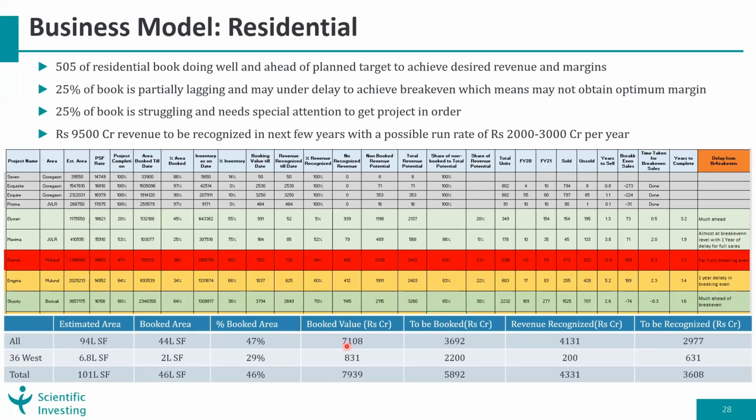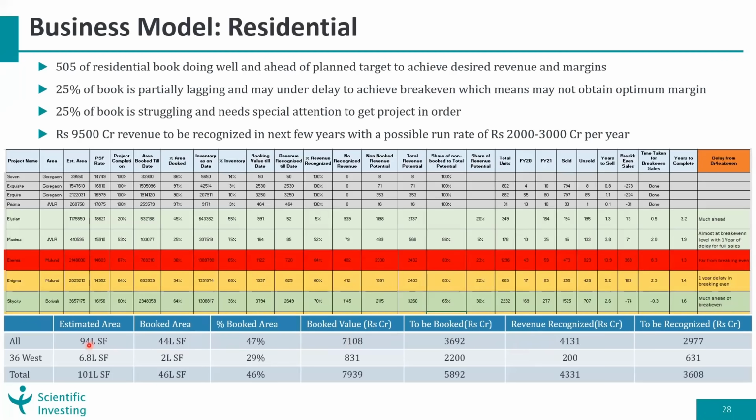But it doesn't mean people who have booked, they have paid the whole 7100 crore, and the company has recognized the whole 7100 crore. So what happens is the booked amount and the booked value is different. So if you see here, 44 lakh square foot is the booked area, and the booked value is 7,100 crore.